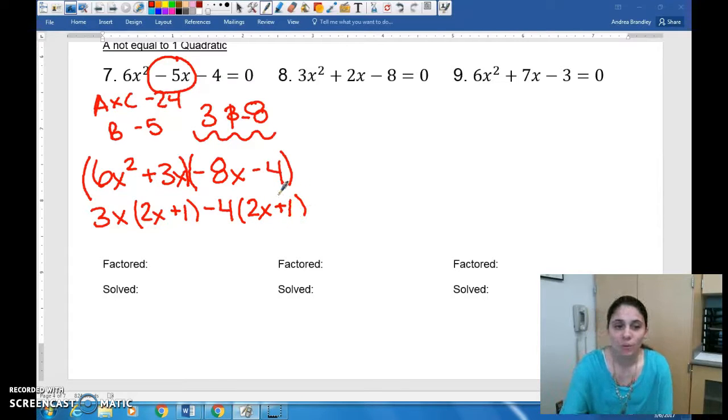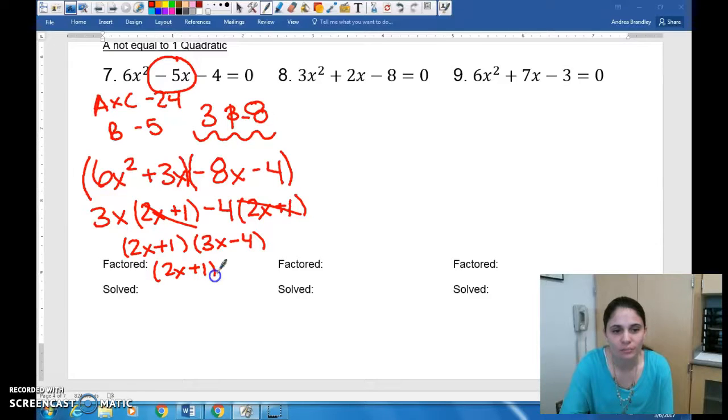which is exactly what I want to happen because my parentheses are the same. So my 2x plus 1 is my first parenthesis. Took care of that, and then I'm left with 3x minus 4 as my second parenthesis. So this is factor. I'll go ahead and rewrite it where it says factor. So 2x plus 1 times 3x minus 4. That's factored. Done. In order to solve it, I'm going to set each of these equal to 0, just like I did in the two above.